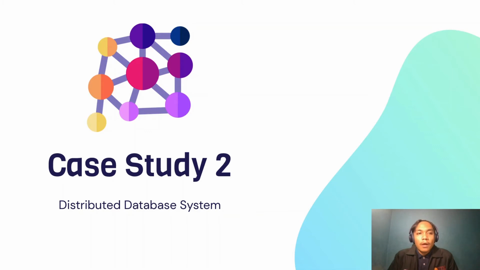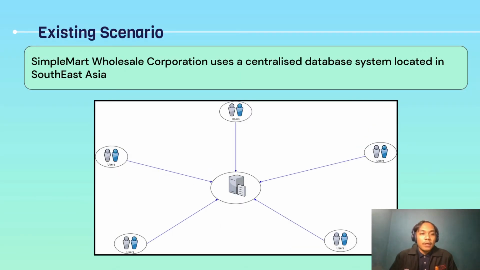Next, I would like to talk about case study 2, where our group chose the first scenario. In this scenario, Simple Mart Wholesale Corporation is a retail company based in Southeast Asia that mostly sells daily necessities like meats, drinks, detergents, and so on. They are quite similar to Tesco and Costco. It has expanded to other continents over the years, to regions such as China, Australia, and America, with 5,000 stores worldwide, but they still use a centralized database based in Southeast Asia, which has raised many problems such as issues accessing the database and system performance.